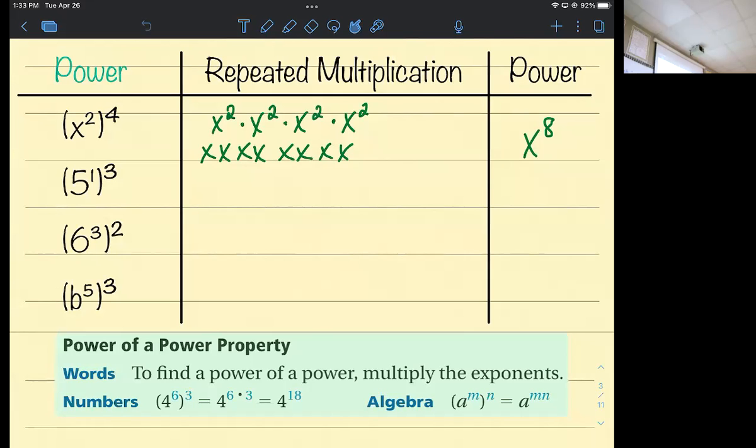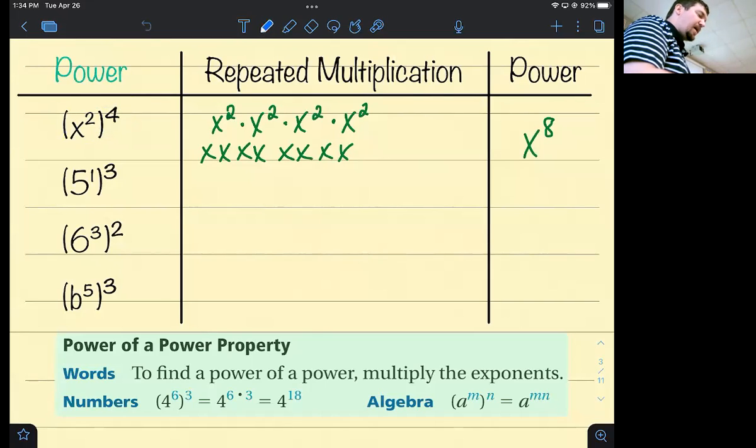Okay. So for the power of a power property, we said that all we really are doing here is multiplying the two exponents together. When you're raising a power to a power, and you can see exactly why you would do that, because x squared to the fourth is x squared times x squared times x squared times x squared, which is x to the eighth. You can get there by just doing 2 times 4.